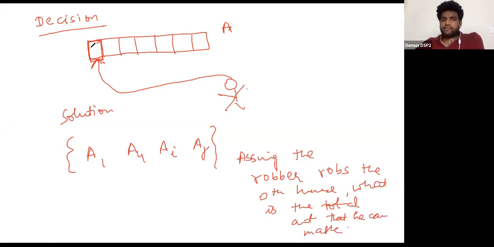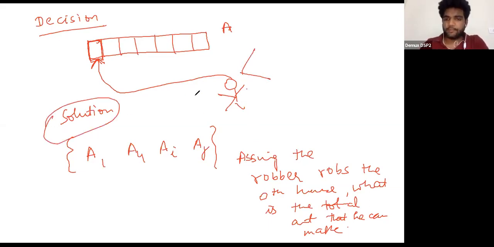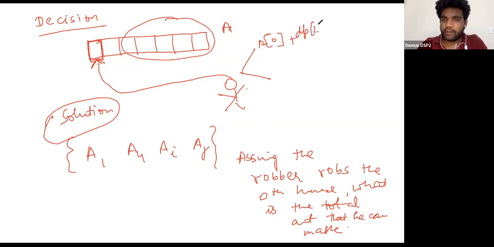So if this is the decision, then what is the sub problem? Let's first look at two things. If this is the decision, then what is the sub problem and what is the actual answer? How do you arrive at this solution? Okay. So if this is the decision, that assuming the robber is robbing the 0th house, what is the total amount of money that he can make? It is basically A0 plus the solution to this problem, which was dp of 2 to n minus 1. Correct? So assuming the robber robs the 0th house, this is the total amount of money that he can make.